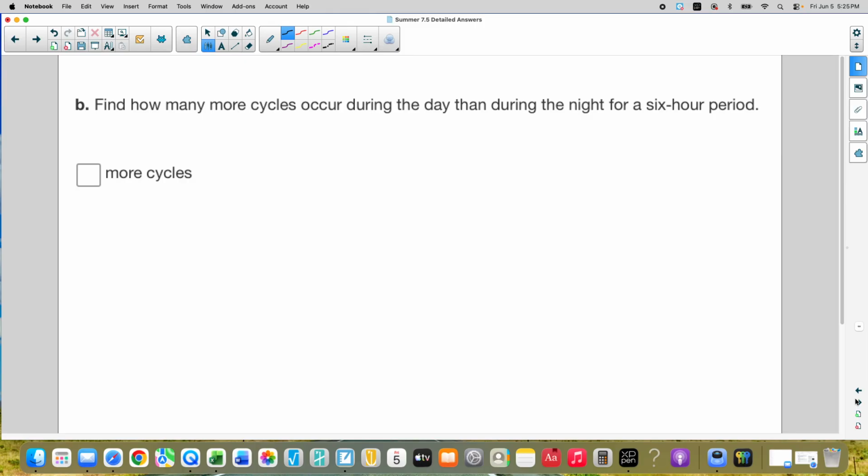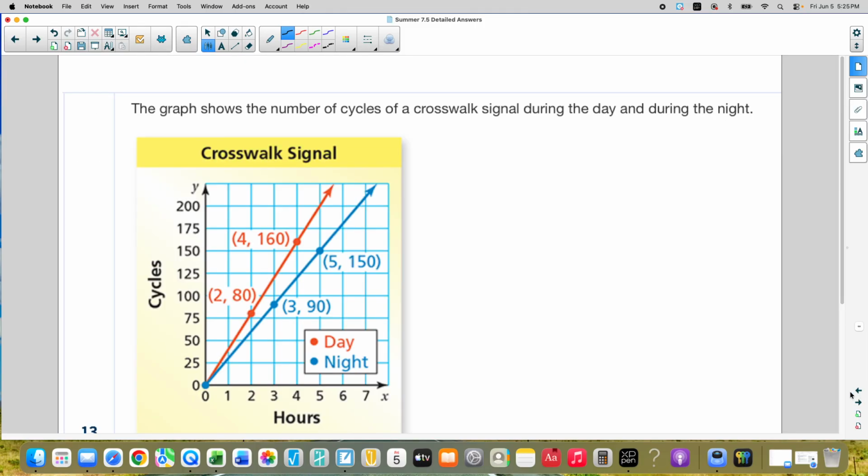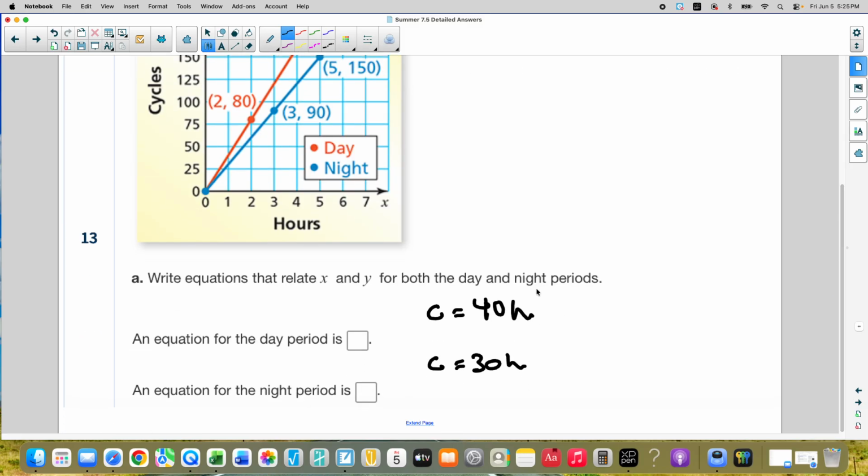How many more cycles occur during the day than during the night for a 6-hour period? How many more cycles? Well, for a 6-hour period, we would plug in 6 using this equation. C equals 40 times 6. So my cycle count would be 240 cycles.